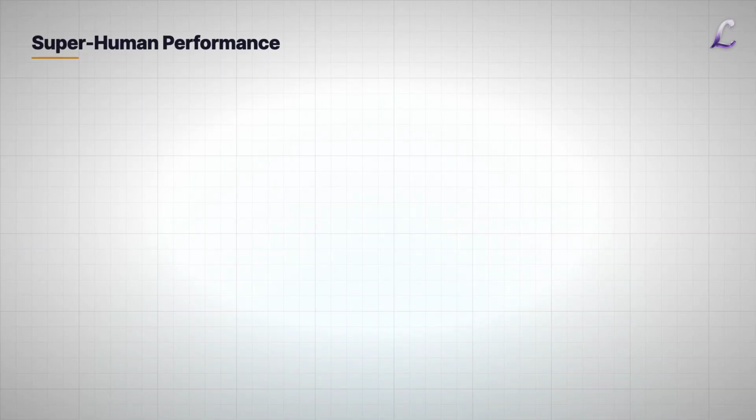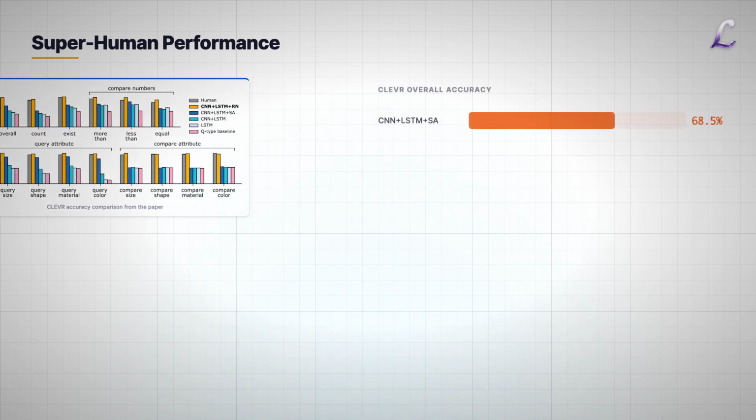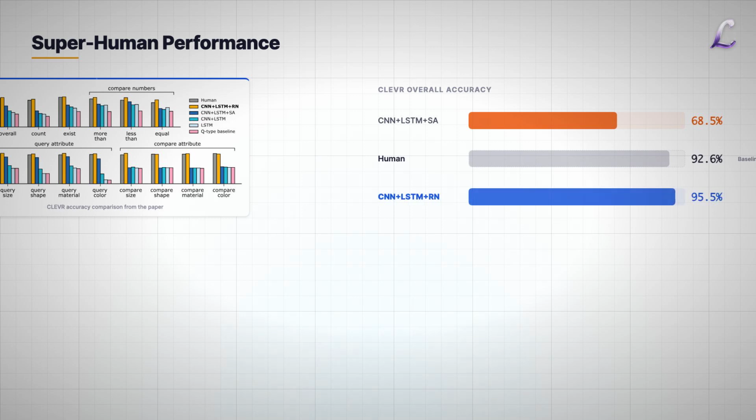When applied to the full, complex CLEVR dataset, the results were even more impressive. Remember that 92.6% human benchmark? The relation network achieved superhuman performance, solving 95.5% of the problems. It didn't just guess, it successfully reasoned through complex chains of logic that stumped traditional models.